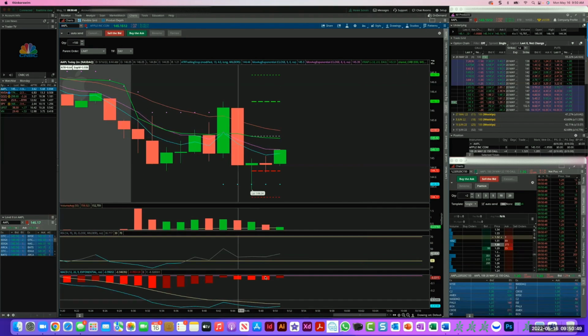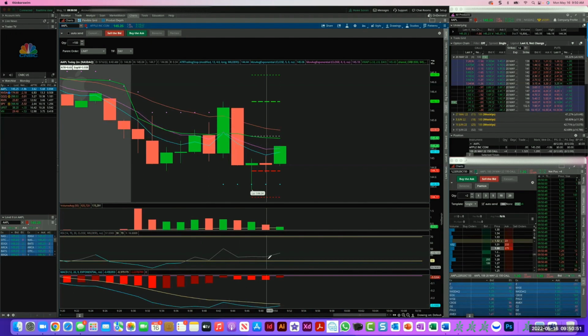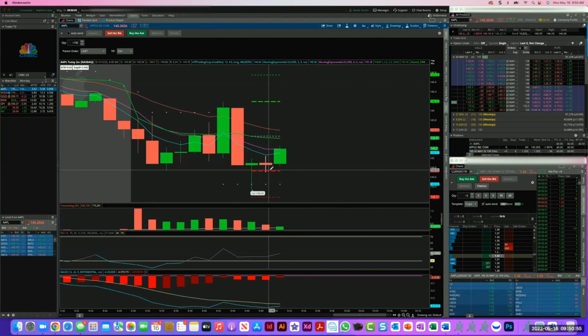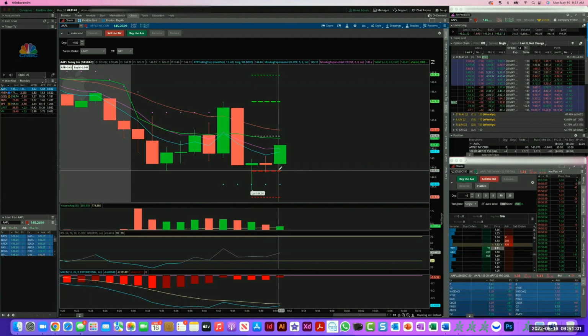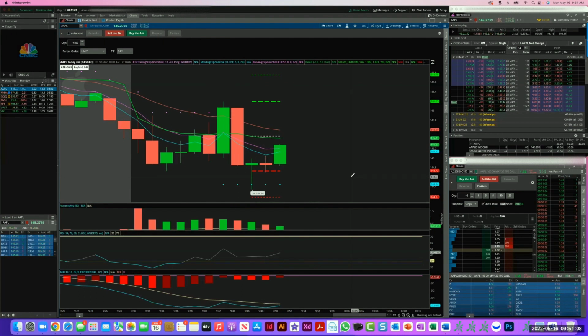All right, so we again have this movement to the upside on Apple. Looks like the opening low, which we have set using the opening range, is going to be pretty good support for Apple on the downside.